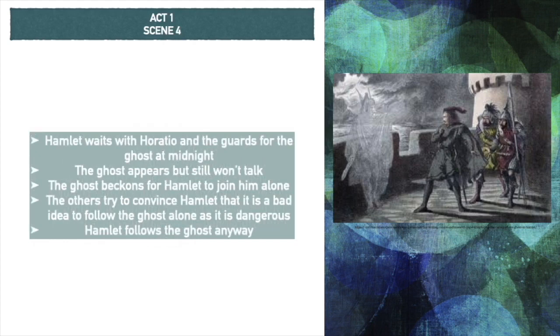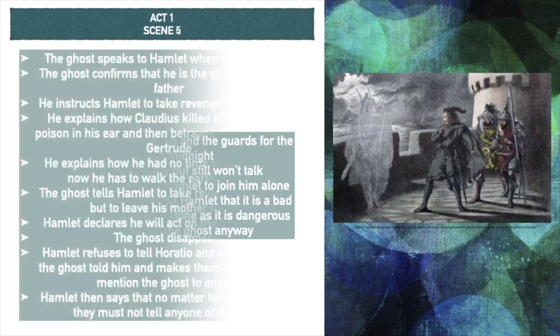Act 1, Scene 4. Hamlet waits with Horatio and the guards for the ghost at midnight. The ghost appears, but still won't talk, and the ghost beckons for Hamlet to join him alone. The others try and convince Hamlet it's a bad idea to speak to the ghost alone because it's dangerous, but Hamlet doesn't care. He sort of reminds them what he says earlier, like life is pointless to him. He's really quite depressed, but he ends up following the ghost anyway, despite their objections.